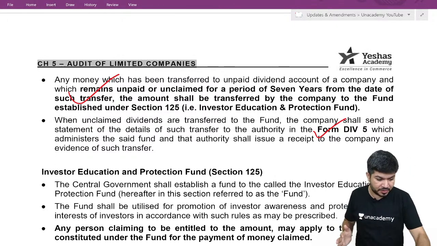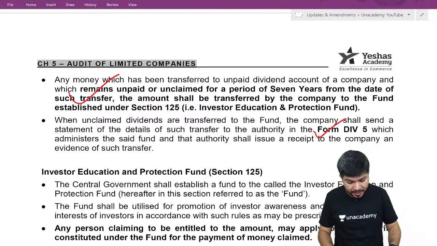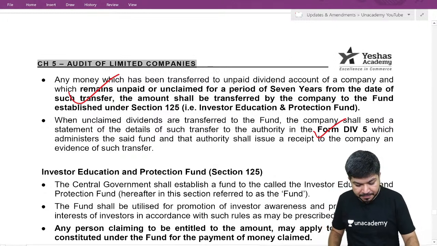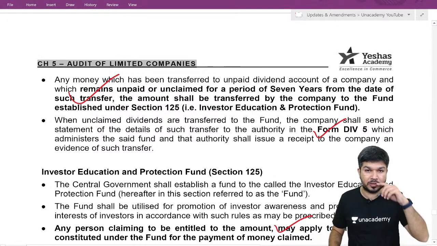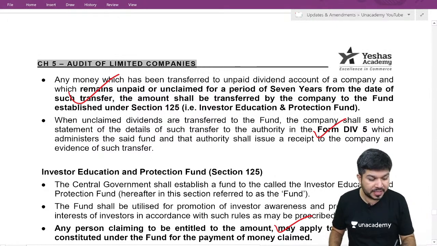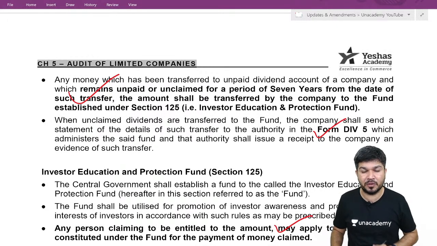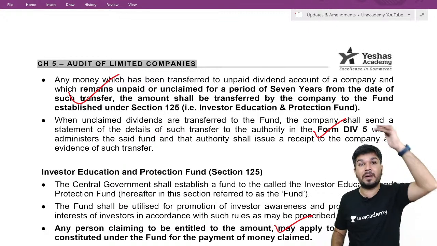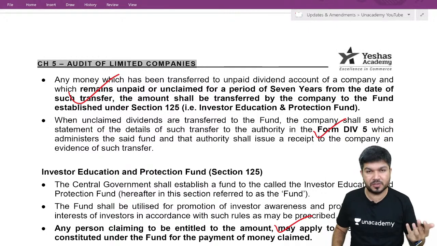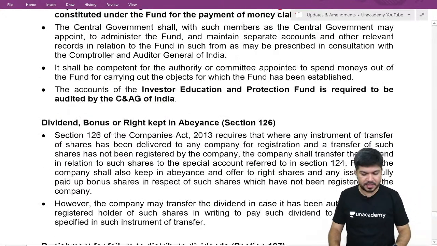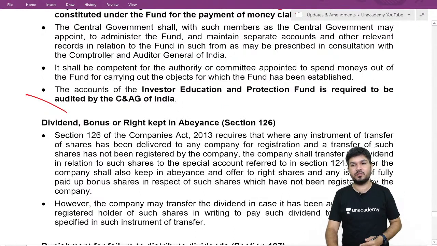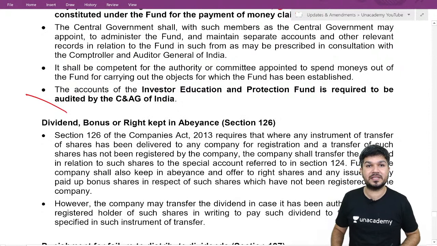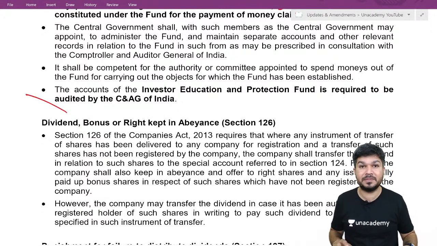Answer is yes, you can claim it from IEPF as well. Any person claiming to be entitled may apply to the authority constituted under the fund. You can apply to IEPF also if you remember, my dividend is pending. That is also allowed to you. This was IEPF. Audit is done by C&AG and his team. This was section 125.